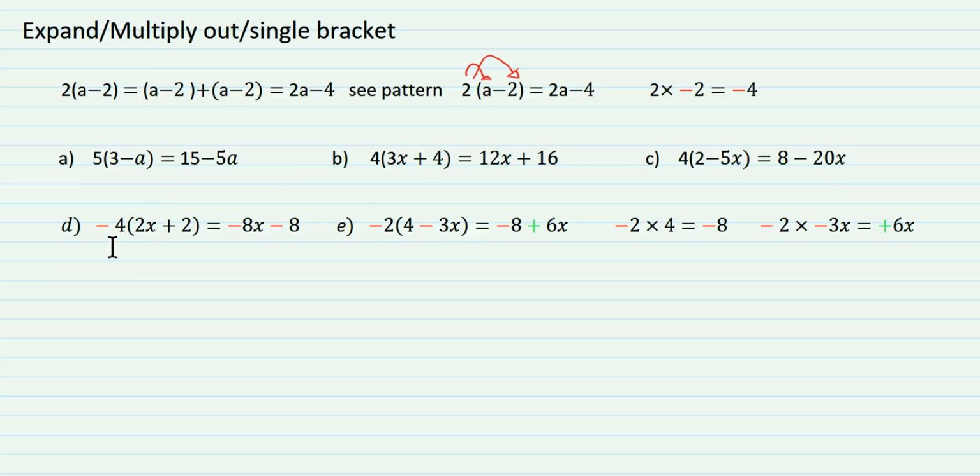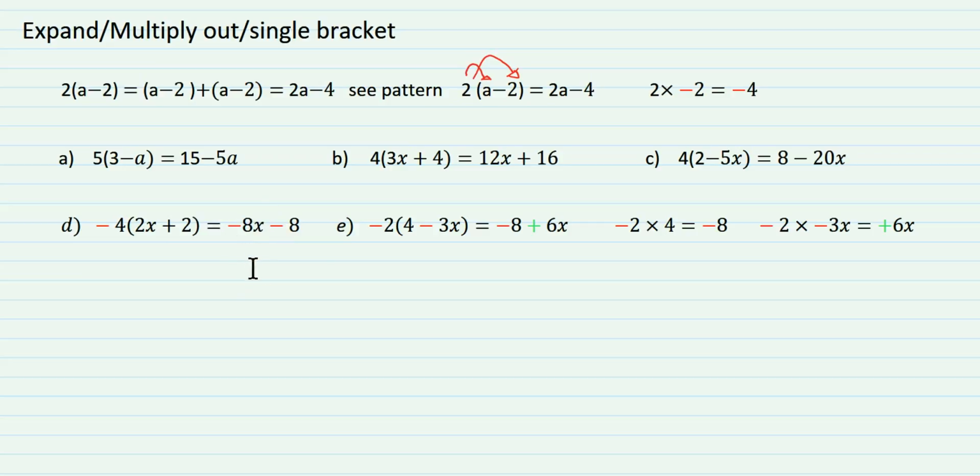Okay, now I've got a negative number outside, so it's minus 4 into 2x plus 2. This is how we say it. We say minus 4 into 2x plus 2. Now minus 4 times 2x is minus 8x. And minus 4 times plus 2 is minus 8.